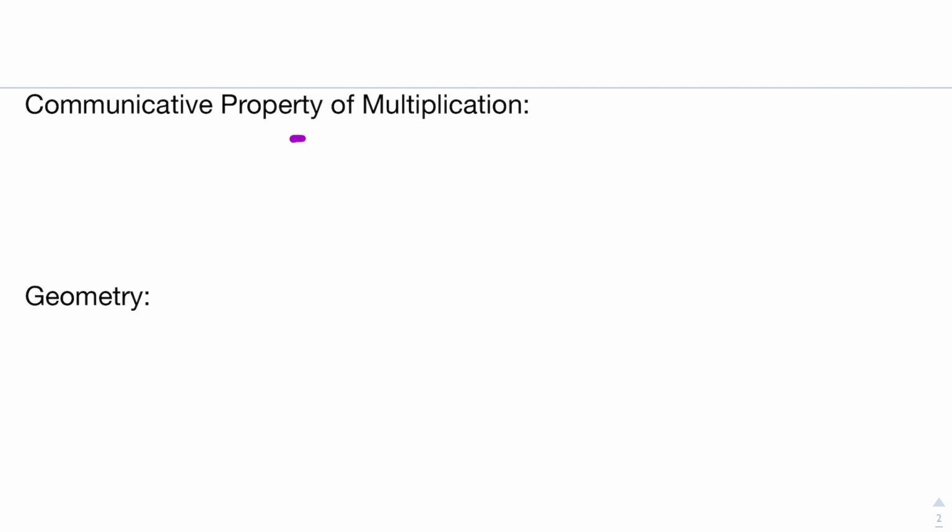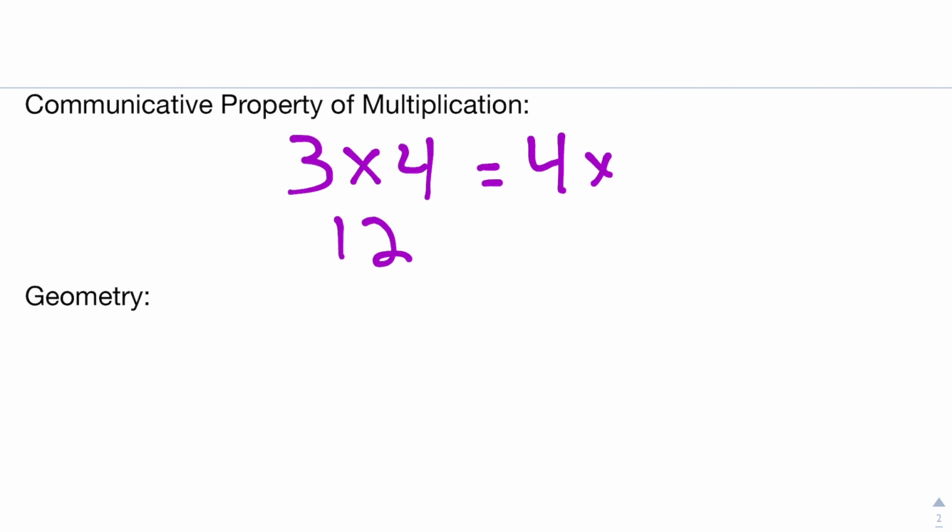So for example, if I took 3 times 4, I know that equals 12. So I'm going to go ahead and put 12 in my mind here. Now what happens if I switch those two numbers around? 4 times 3. You'll notice that we will still end up getting the same type of answer. So we're going to go ahead and practice a few of these.